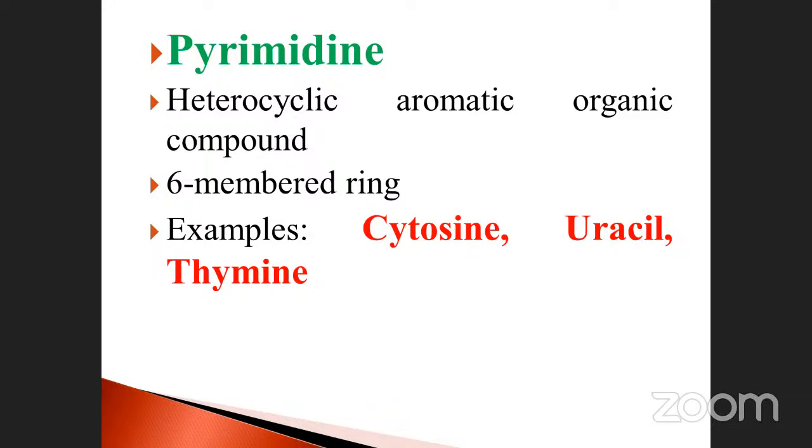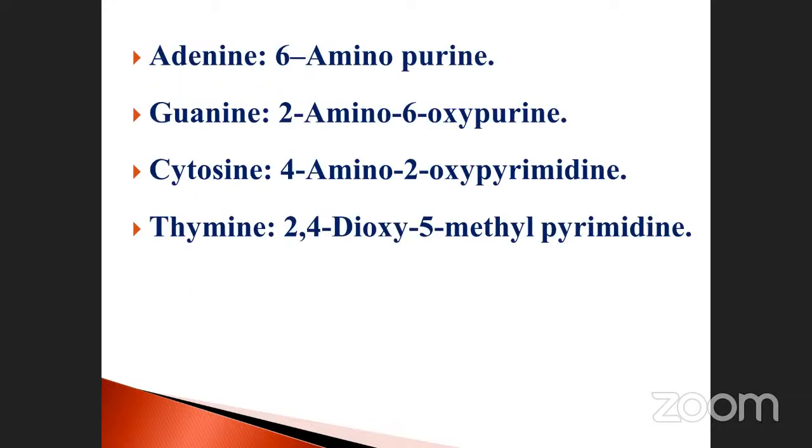And purine and pyrimidine, what is the structure? Already we studied. So what about their chemical composition? What will be the chemical name of the particular molecules? Adenine, 6-aminopurine; guanine, 2-amino-6-oxypurine; cytosine, 4-amino-2-oxypyrimidine; and thymine, 2,4-dioxy-5-methylpyrimidine. Uracil is also left here. Already I told you it's for your homework.